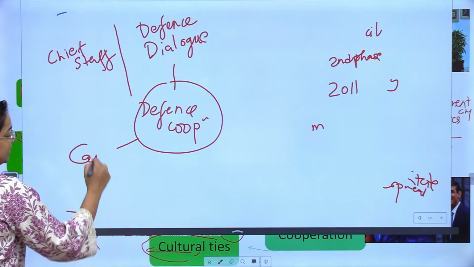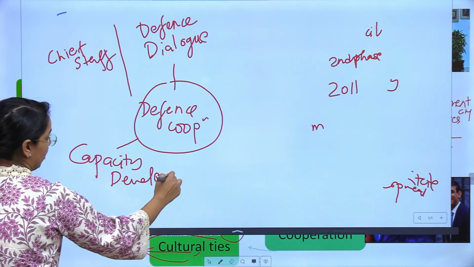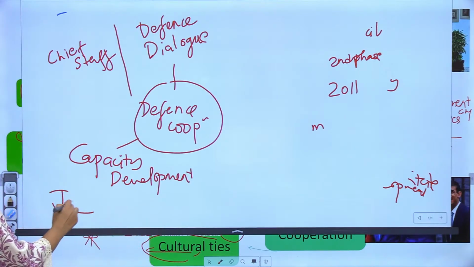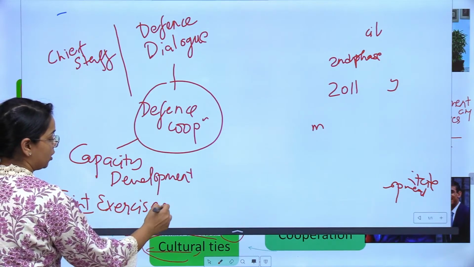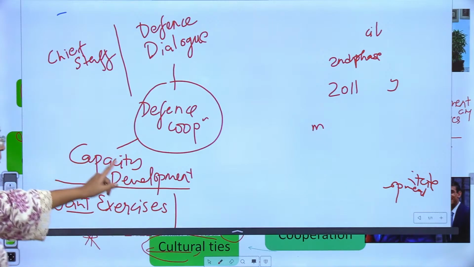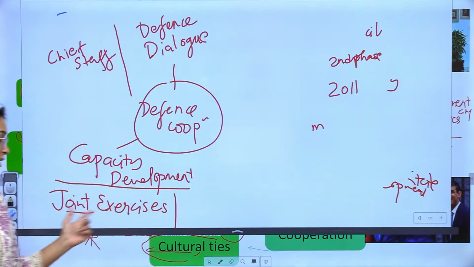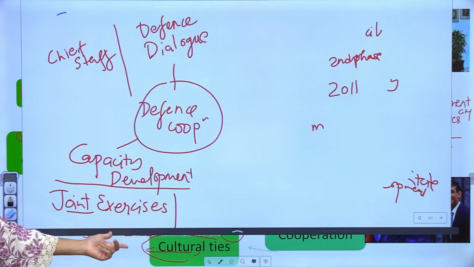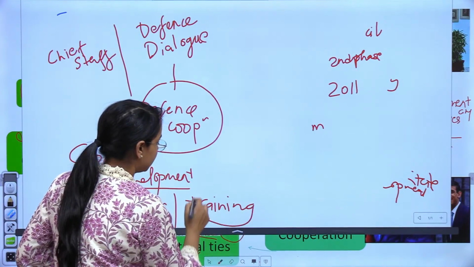Then for capacity development again the two countries are collaborating in the form of joint exercises. In the comment box tell me which is the joint exercise happening between India and England, or India and UK, right. For capacity development, joint exercises are happening so that they can learn from each other's strengths and weaknesses, right. Training programs are also there for the defense forces, right.